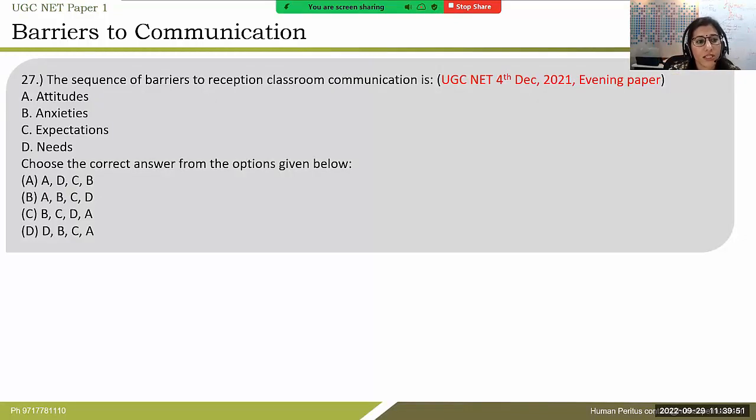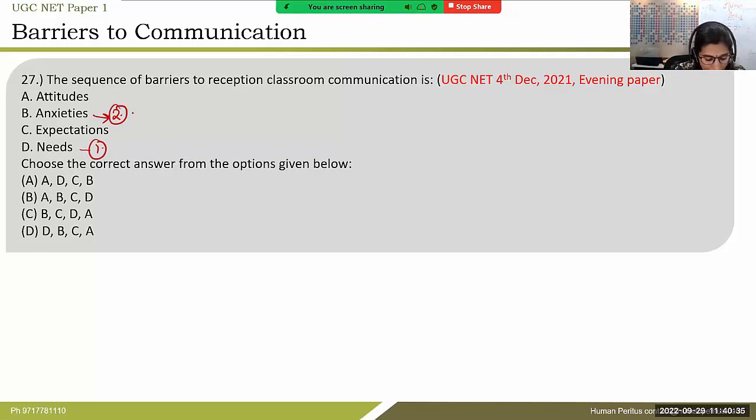All right, 27th. The sequence of barriers to reception in classroom communication is attitude, anxieties, expectation, needs. We have to analyze and put the sequence of barriers. What would be the sequence? Number one is the needs. Obviously, when you have a different kind of need, or a specific need, that becomes a barrier. Related to the need is the anxieties. When you have particular needs, you will create anxieties. So needs is number one, then number two is anxieties.